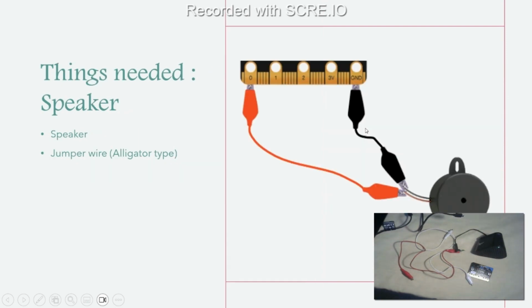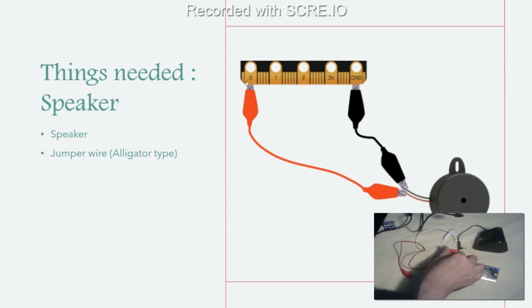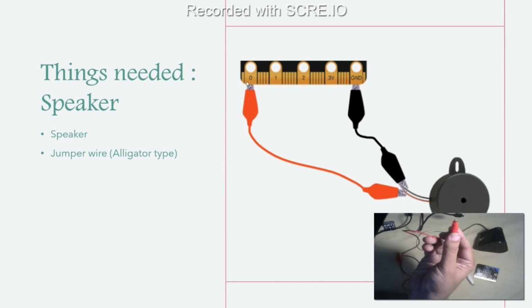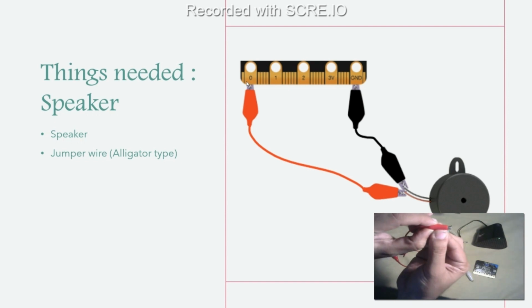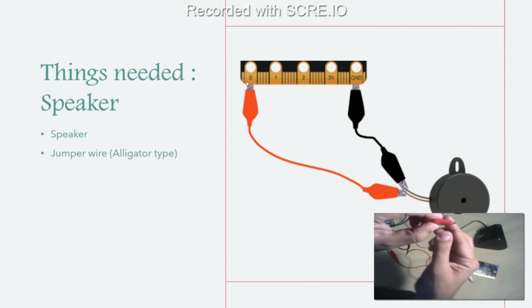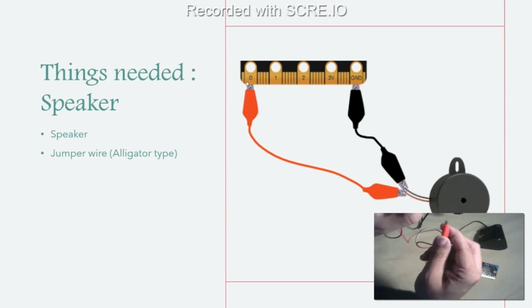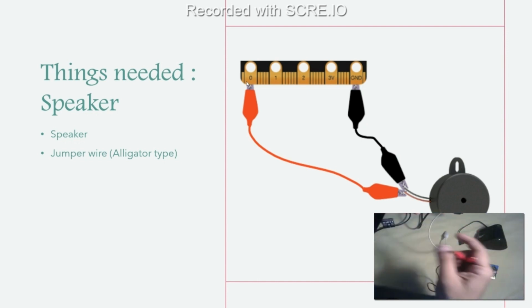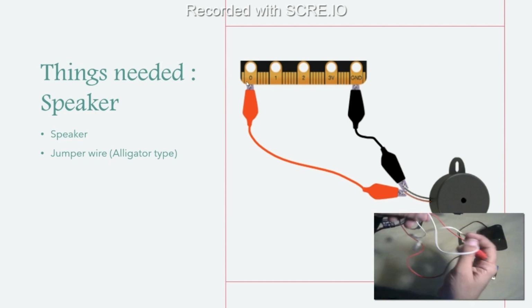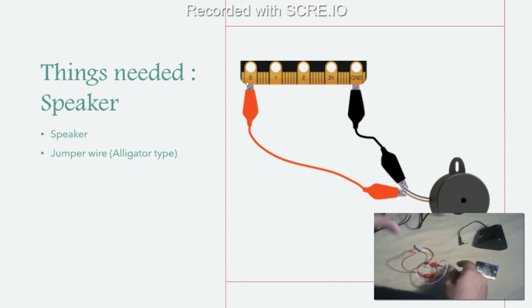The items we need are a microbit, a speaker, and some jumper wires. As you can see, if I press, their mouth will open like a crocodile, so they are normally called crocodile or alligator clips. You can easily get these from the market. They're quite cheap also. For this project, we require two wires for connecting our speaker in this fashion.